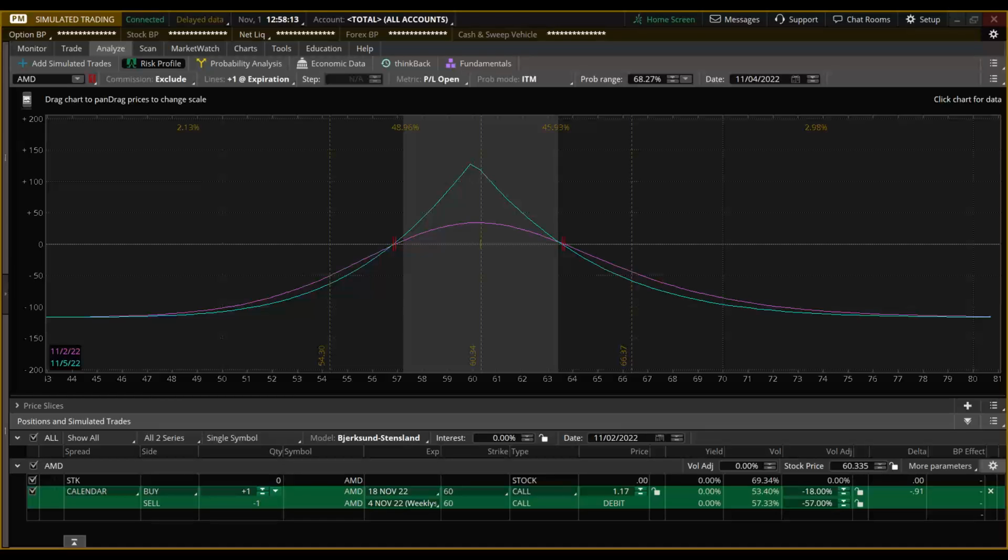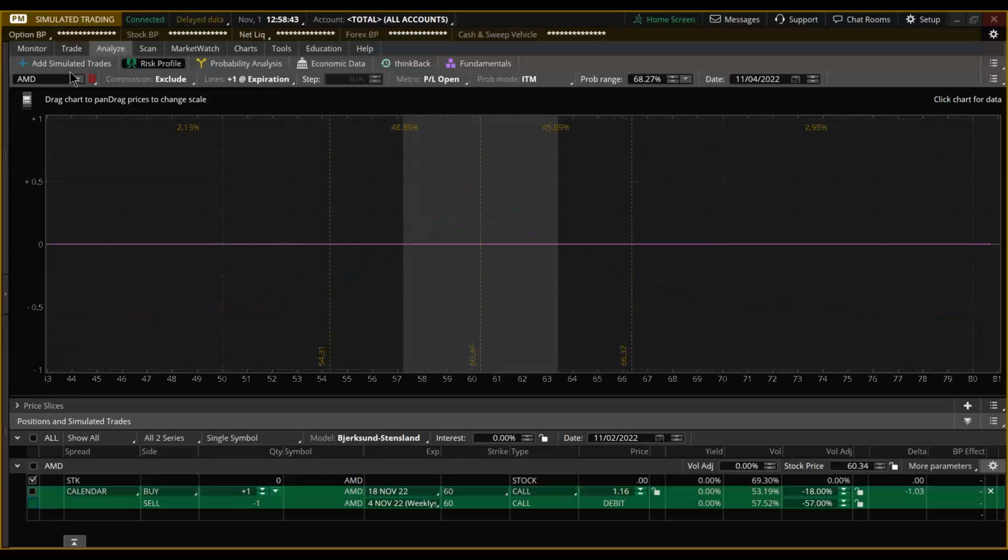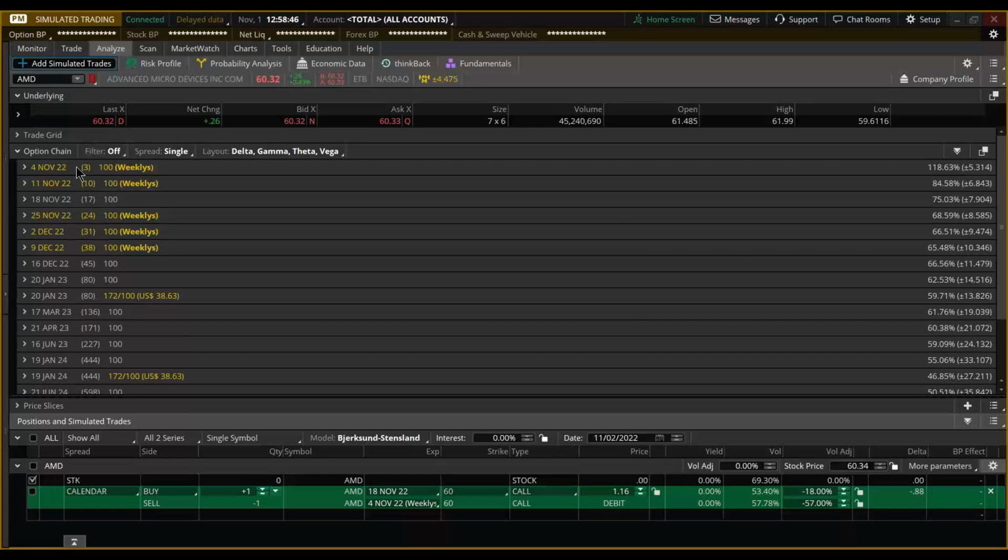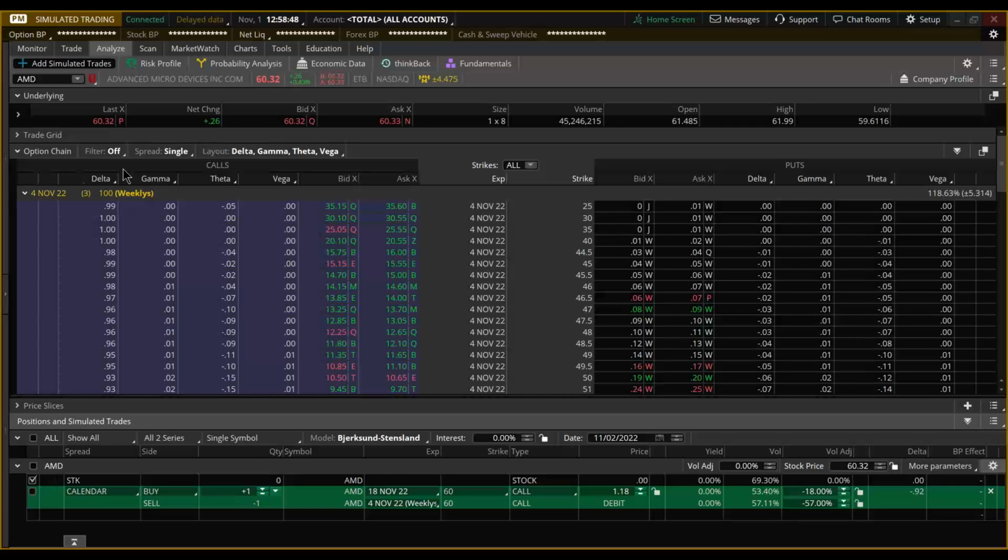If I'm gonna get something better, I'm gonna give something away to get it. If I'm gonna get a wider window of profit, I'm gonna have to give something up for that wider window. It might be more risk, it might be less profit, it might be both, it might be this or that or something else, right? But let's just take a look, and let's take this trade off of the screen by just unchecking it. Let's go back to add simulated trades, and let's look at a double diagonal.